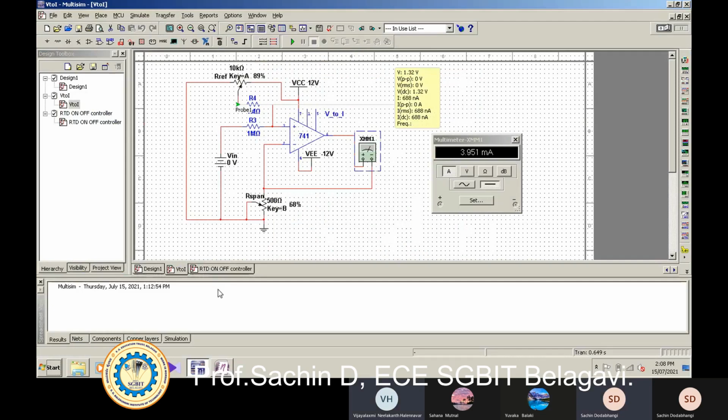Can you see it? Hey, Vijayalakshmi. Vijayalakshmi, okay. Can you see it?